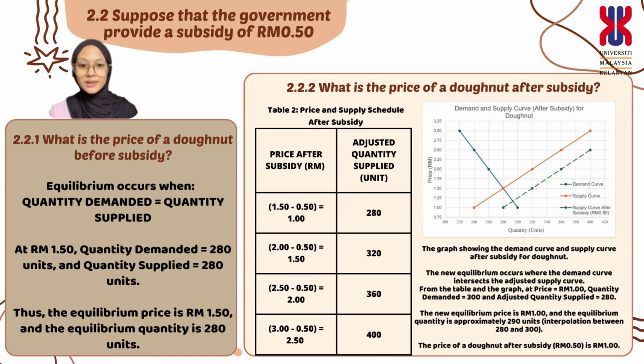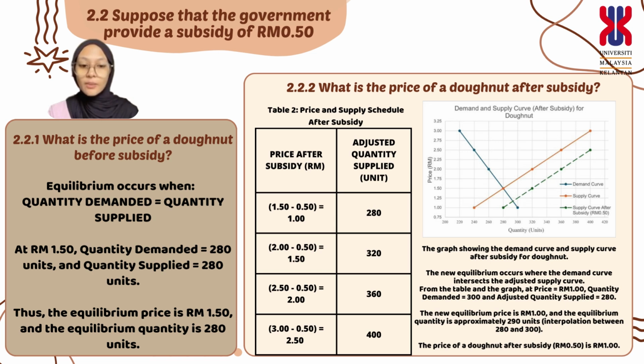The effect of a subsidy. Next, let's explore how a government subsidy of 50 cents impacts the market. Question 1. What is the price of a donut before the subsidy? Before the subsidy, the equilibrium price was RM1.50 with 280 units demanded and supplied. Question 2. What happens to the price after the subsidy? The subsidy effectively lowers the price to RM1 for consumers.